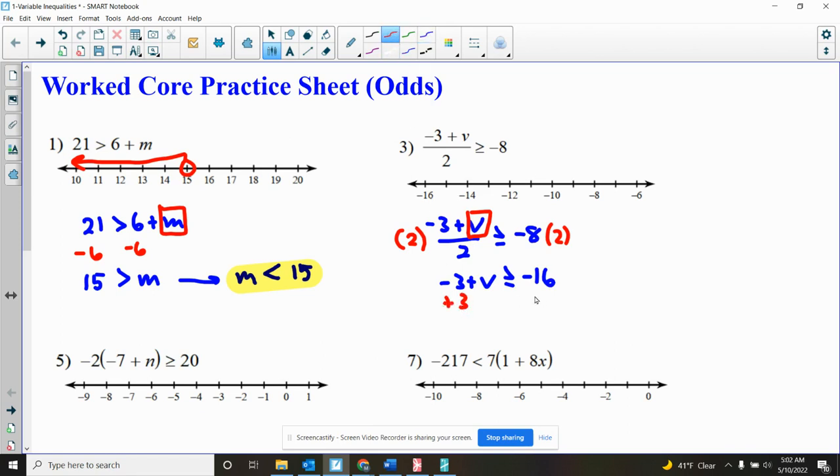Add the 3 now, and we'll have v is greater than or equal to negative 13. All right, so that means I want to go to my number line at negative 13. Because of the little equal bar, we're going to fill in the circle. And then going to the right, I want the numbers greater than that number. If the variable is on the left side, you can go in the same direction as the inequality points. So pointing to the right.